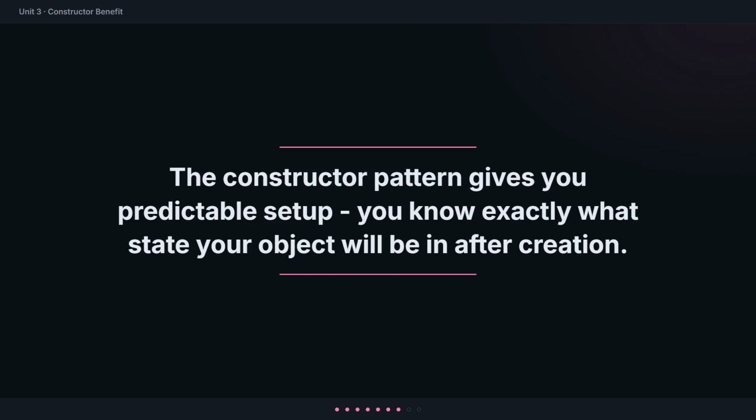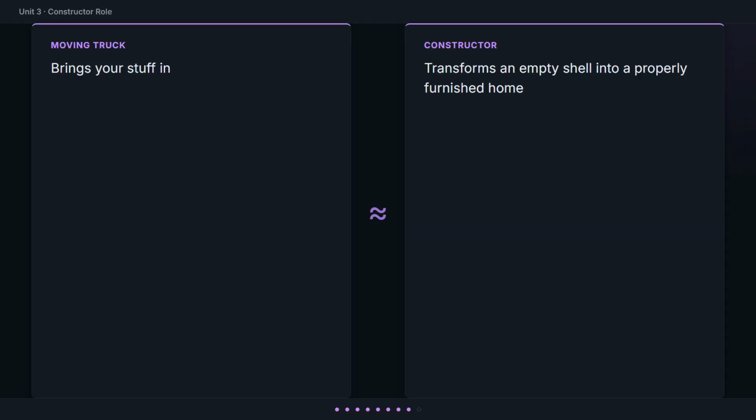And if you're coming from JavaScript, you might expect object setup to happen in the object literal or through manual property assignment. But Java's formal constructor approach ensures nothing gets missed and provides clear documentation of what each object needs to function. That's why when you see a constructor parameter list, you immediately know what this object requires to be useful. And remember, the constructor is the moving truck that brings your stuff in. It's what transforms an empty shell into a properly furnished home.